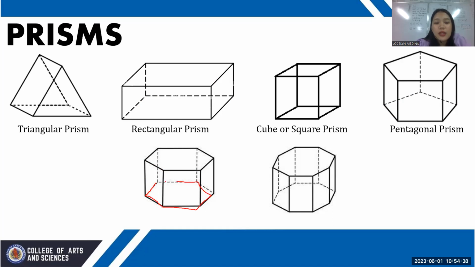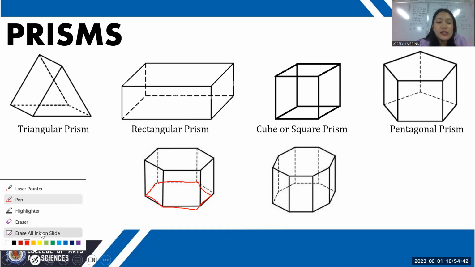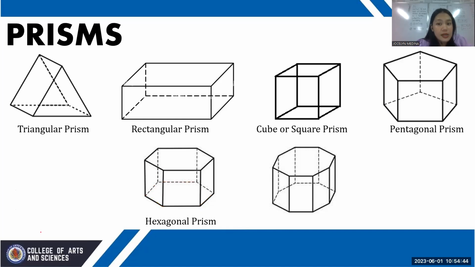So, this is how many sides? 1, 6. So, since this is 6 sides, this is hexagonal prism. Ito namang isa, octagonal. Kasi octagon yung nasa baba. Yung lateral faces niya dito, four-sided din. Kaya siya considered as a prism.